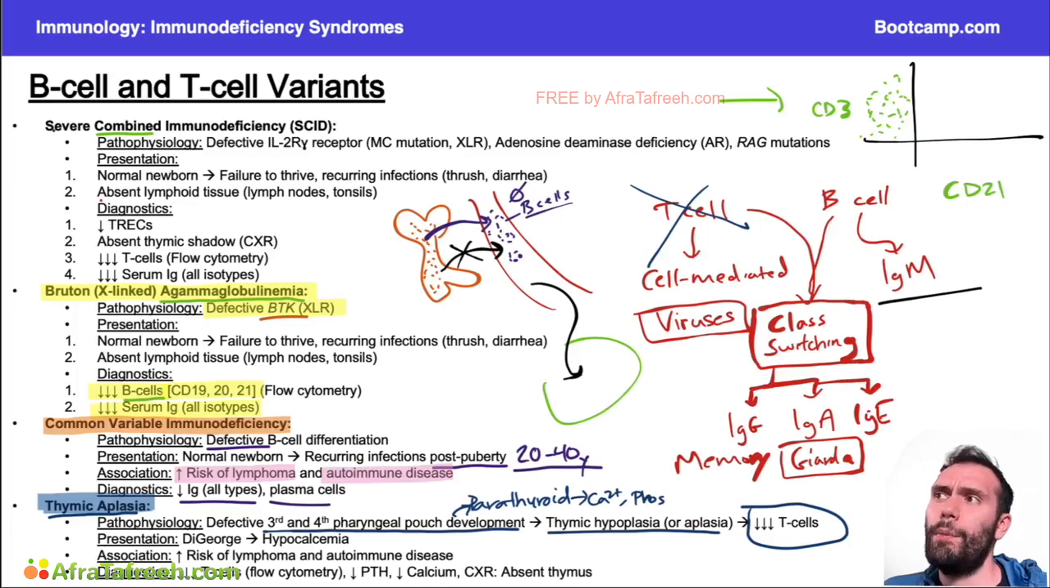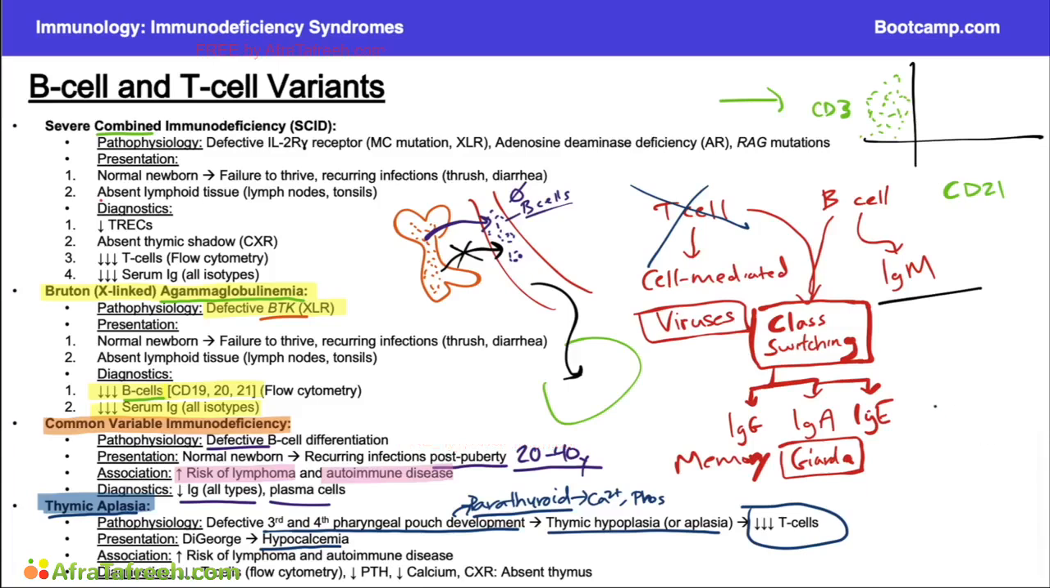Now, you might be saying, well, okay, in SCID, though, you can have very low T cells. And again, that's true. But the difference in thymic aplasia is we're going to go on a little bit about this issue with the parathyroid. Because remember, this pharyngeal pouch development is not only for the thymus, but also for the parathyroid. So if you have a patient that has hypocalcemia in the setting of extremely low T cell numbers, now you might really be pushed in the direction of thymic aplasia.